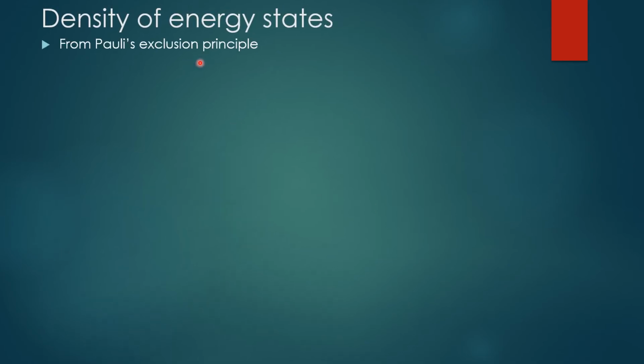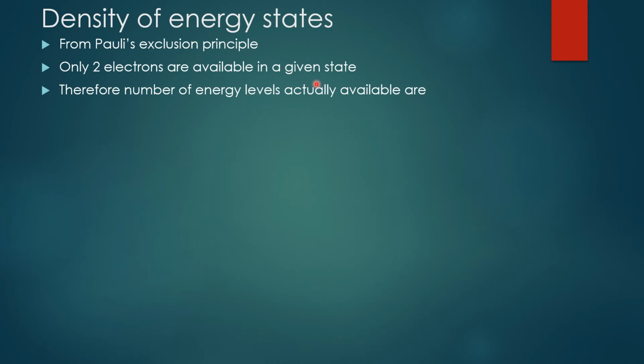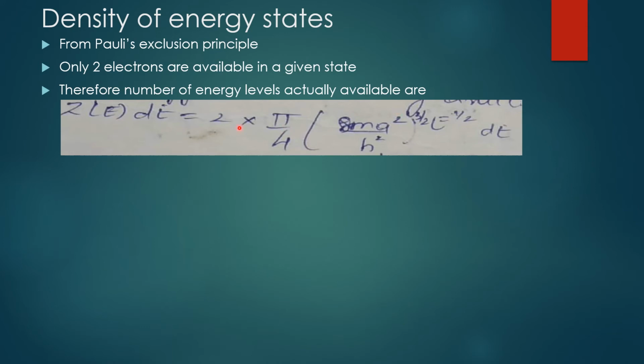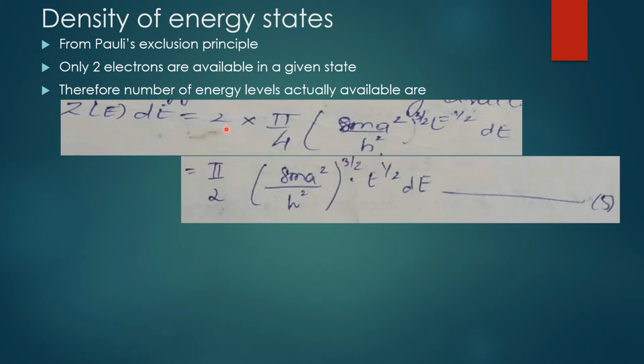From Pauli's exclusion principle, only 2 electrons are available in a given state. Therefore, the number of energy levels actually available are, multiplying the equation by 2, we multiply Z(E)dE by 2. We get π/2 into (8m a²/h²) the whole raised to 3/2 into E raised to half dE. Equation number 5.